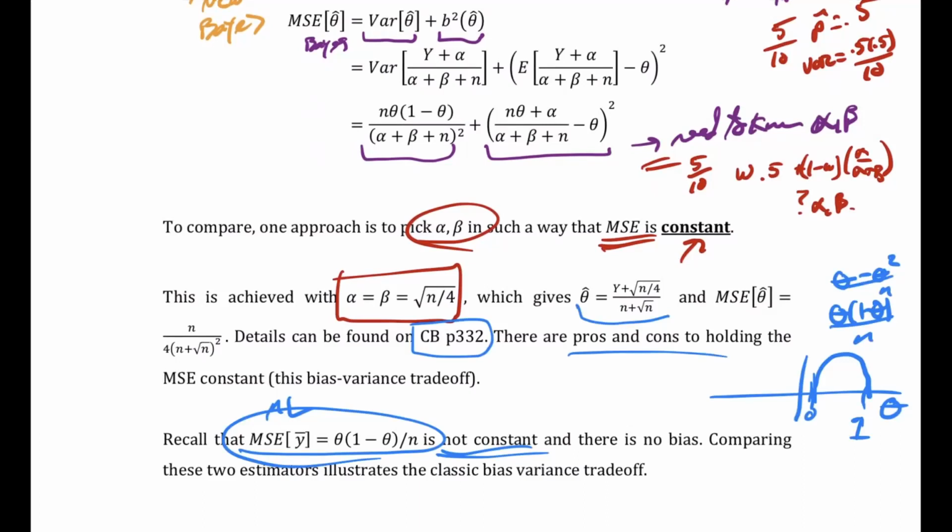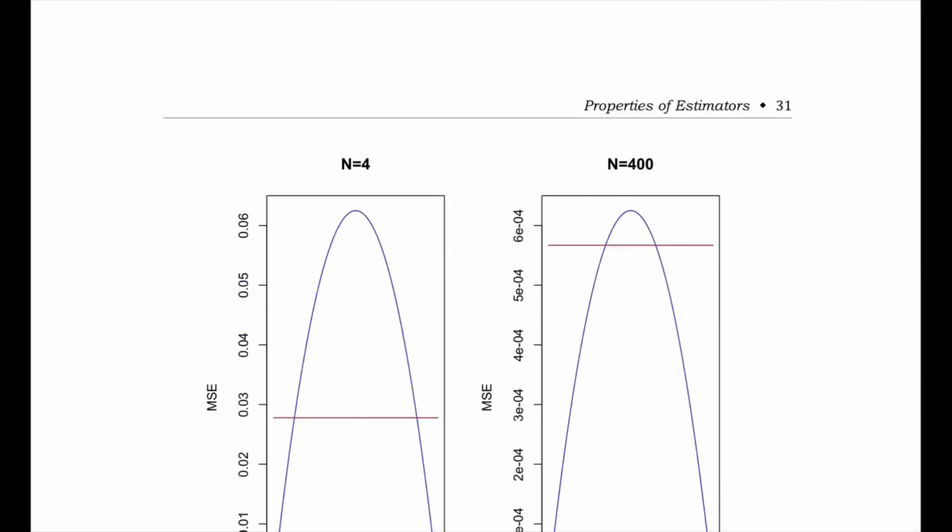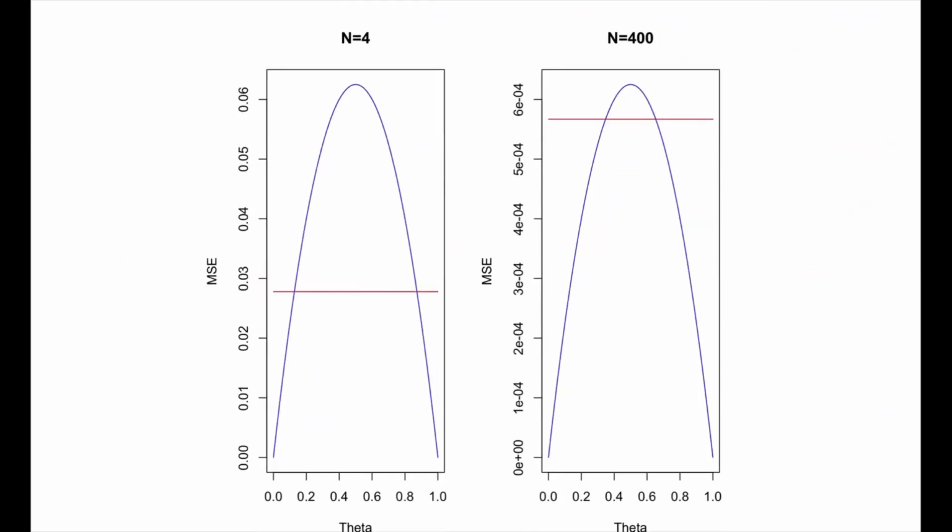And here, I'm holding the mean square error constant. So if this is the mean square error here, I'm going to get a line like this. I might be up here, I might be here. I want to see where it is. And the graphs on the next page show us exactly what's going on.